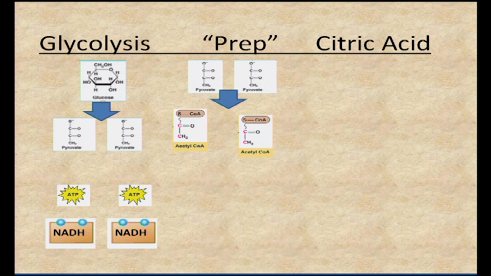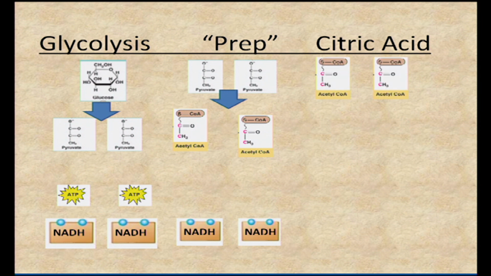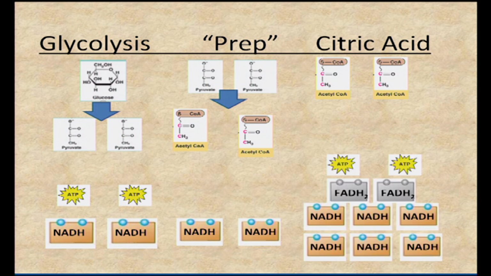So what did we get that we actually care about? 2 NADH. Okay, but now here's the big payout. We're going to take those 2 acetyl-CoAs and finish breaking them down into 4 carbon dioxide molecules. Once again, the carbon dioxide is waste. It's what you breathe out when you respire, so it goes away out of the lungs. But what did we get? We got 6 NADH, 2 FADH2s, and 2 ATPs.